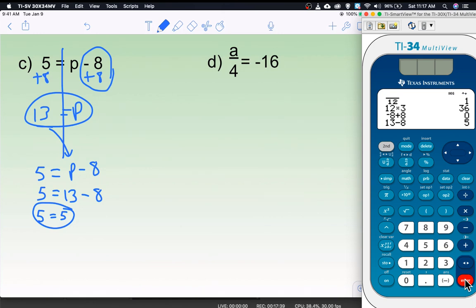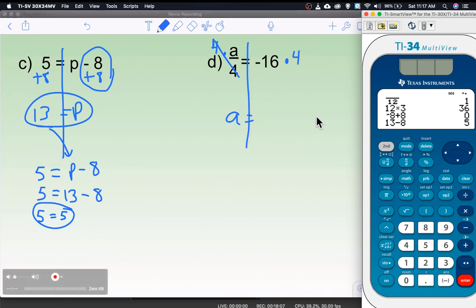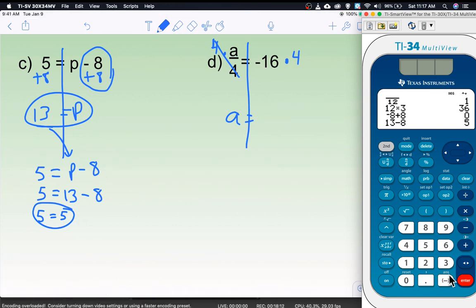Letter D. My variable is being divided by 4. A is being divided by 4. So the opposite of that operation is multiply. I'm going to multiply by 4 on both sides. A multiply by 4 and a divide by 4 cancel. They're opposite operations. And when I multiply here, I'm going to take negative 16 times 4. Negative 16 times 4 equals negative 64.